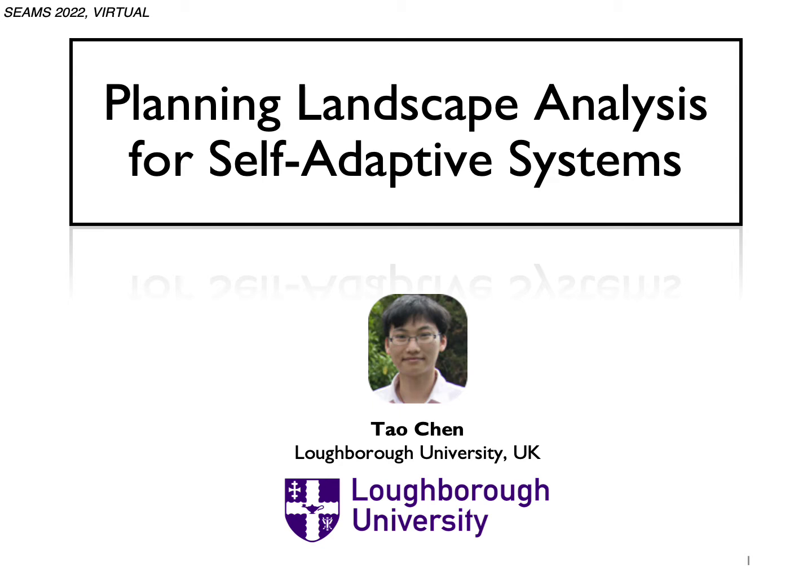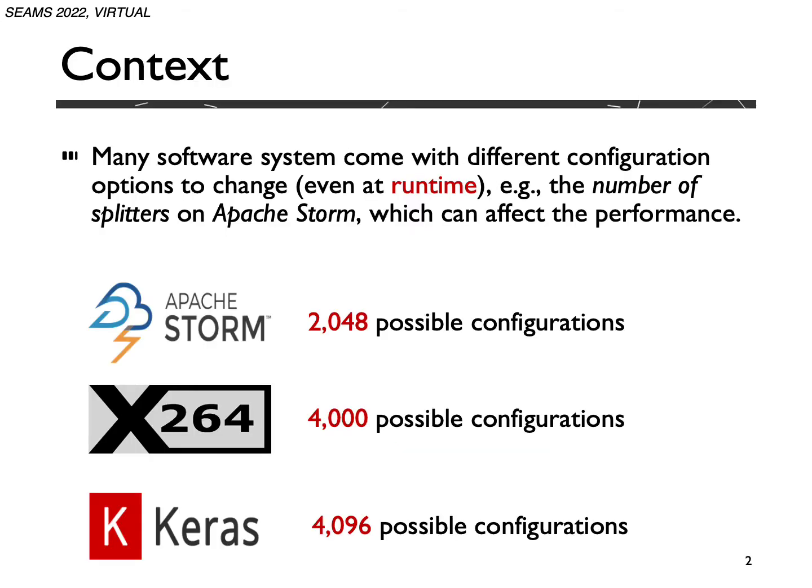Today I'm going to present our work on planning landscape analysis for self-adaptive systems. Many software systems come with different configuration options that can be changed even at runtime, and this can affect the performance. Here I show an example of this kind of software system. As you can see, they have a non-trivial amount of configuration to explore, which is challenging.